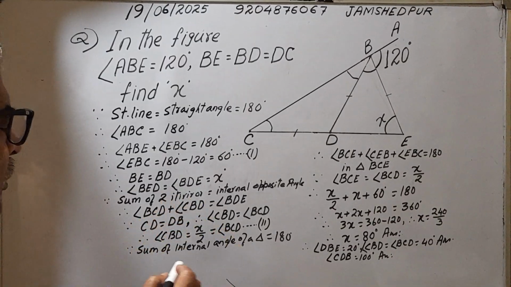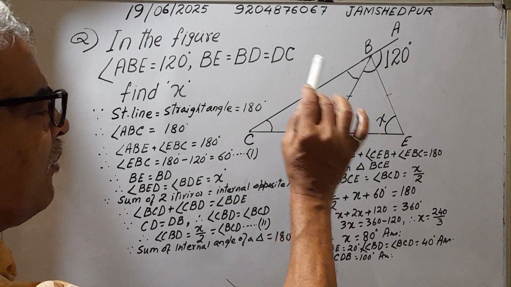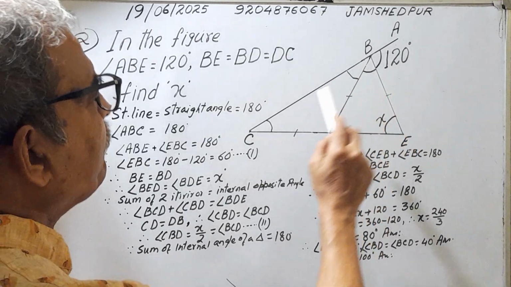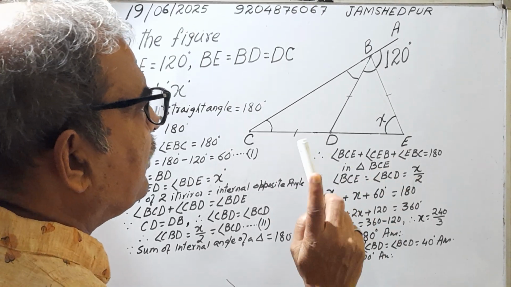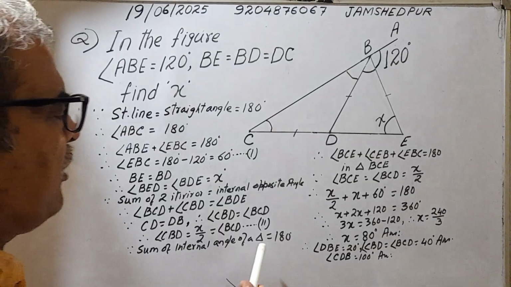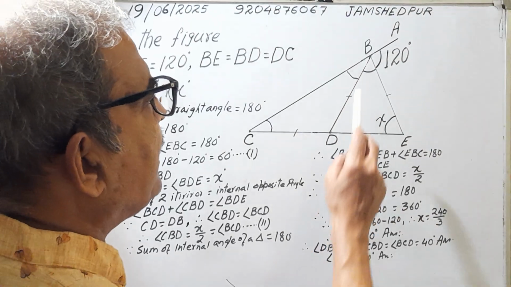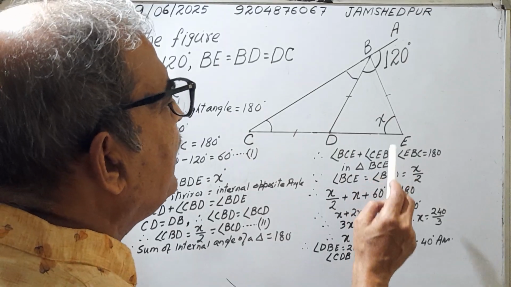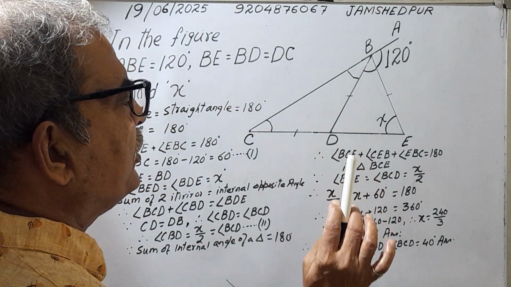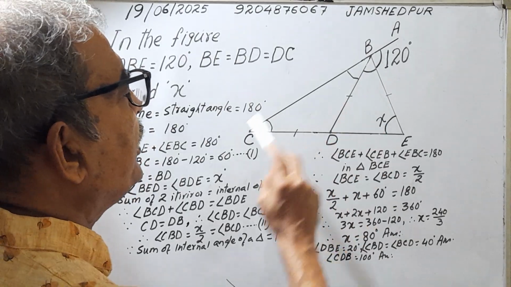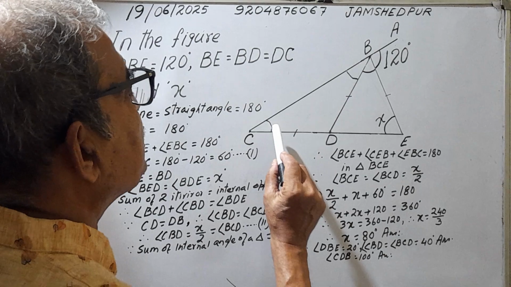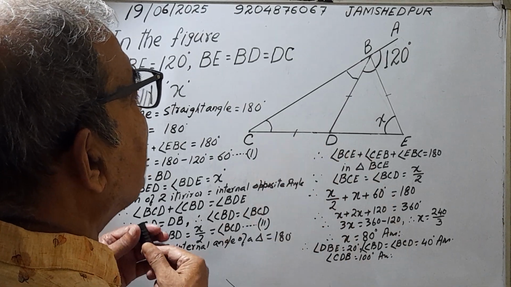So now we know the sum of interior angles of a triangle, in triangle BCE. Angle B plus angle C plus angle E equal to 180 degrees, which I have written here. See, the sum of internal angles of a triangle is 180 degrees, and it is written here: angle BCE plus angle CEB plus angle EBC equal to 180 degrees in triangle BCE. And we know that BCD equal to BCE. Therefore I have written X by 2, because this is X by 2. When it is X, it will be X by 2.